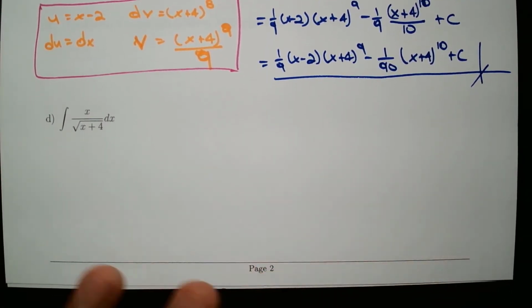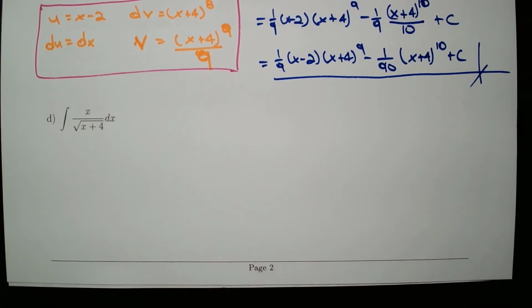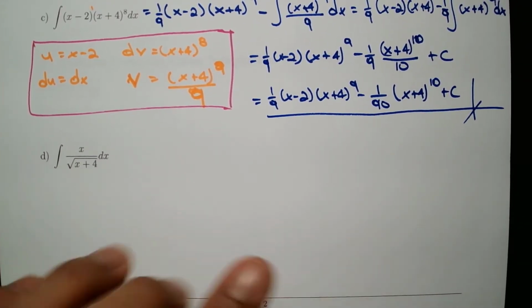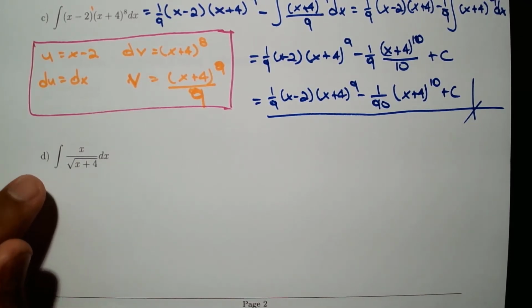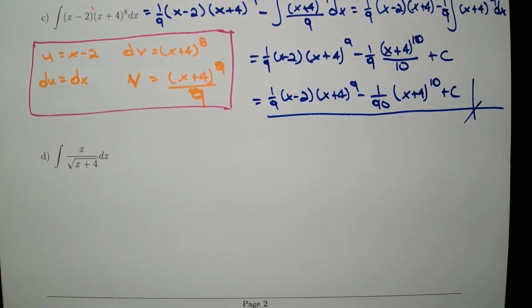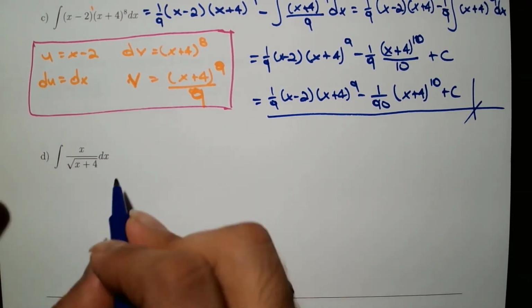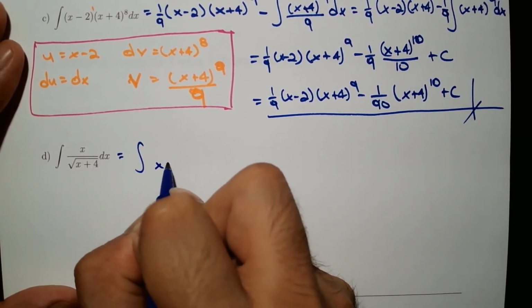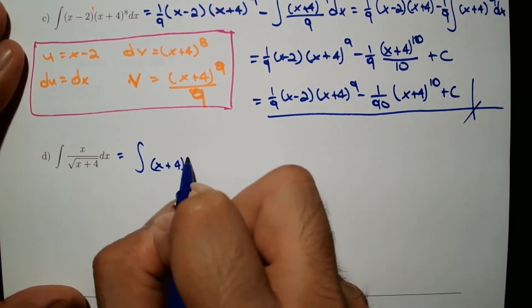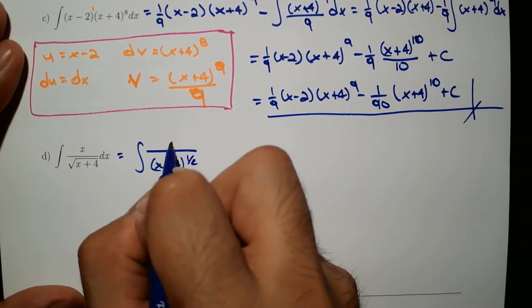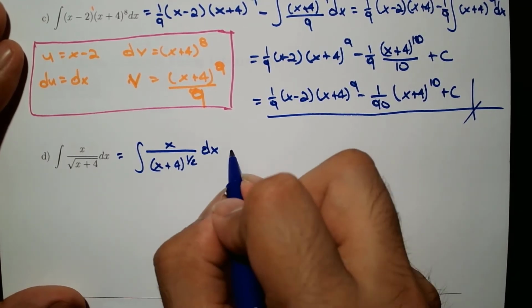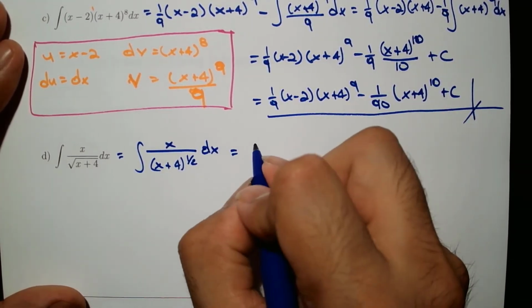Alright, let's do one more. Letter D. Okay, letter D, it might look a little bit tricky at first. Alright, because in the forms that we had on the table on the previous page, we didn't have anything with radicals. However, I will rewrite the integral first with rational exponents. Okay. And then I'm going to move this with negative exponent to the numerator.